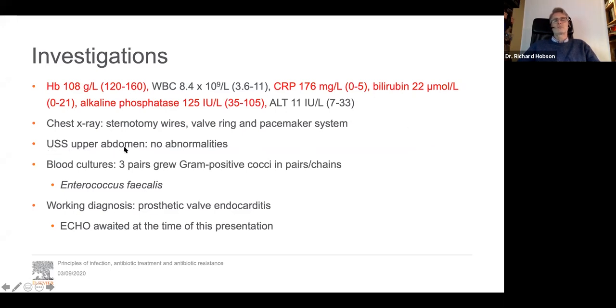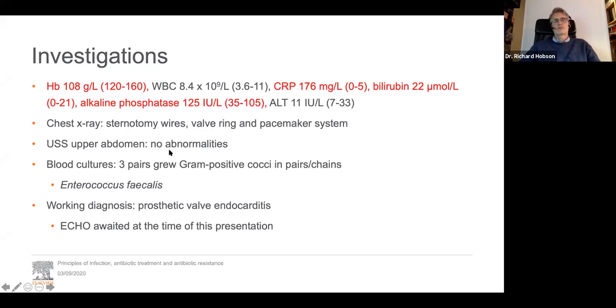She had an ultrasound of her upper abdomen, which was done on the basis that her liver function tests were a little bit abnormal and she probably had an infection, but it showed no abnormalities. And she had multiple blood cultures done when she came in, and quite quickly 3 pairs of these grew gram-positive cocci in pairs and chains, and these were subsequently identified as Enterococcus faecalis.